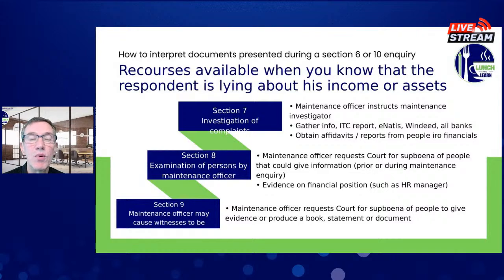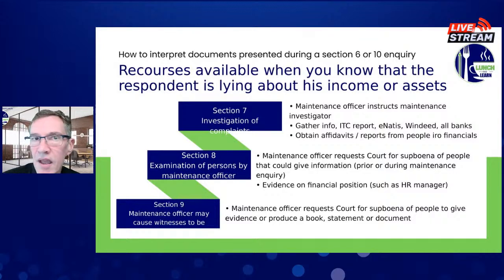But yes, the maintenance investigator via the maintenance officer could gather all the information, like the ITC report, the e-Natis, you know, what cars are registered in his name, the deeds office that they use for property searches, what property is linked to his name. All the banks could be subpoenaed, and also to get affidavits from all the people that they have financial dealings with. They could also be subpoenaed.